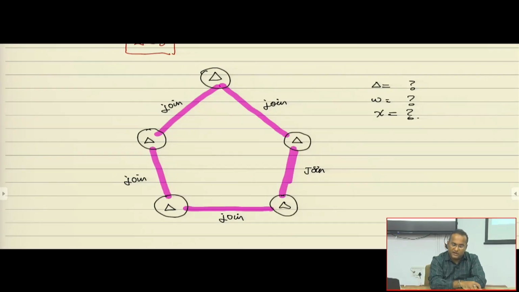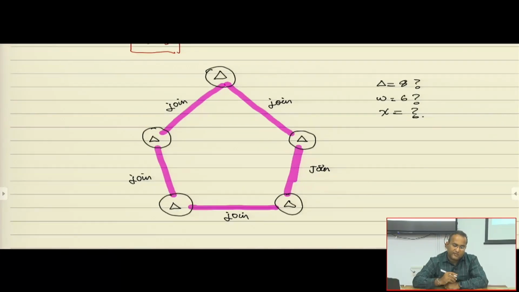What is delta over here? 8. So 3, 3 is 6, plus inside 2. Right? So delta is 8. What is omega? What is chromatic number?